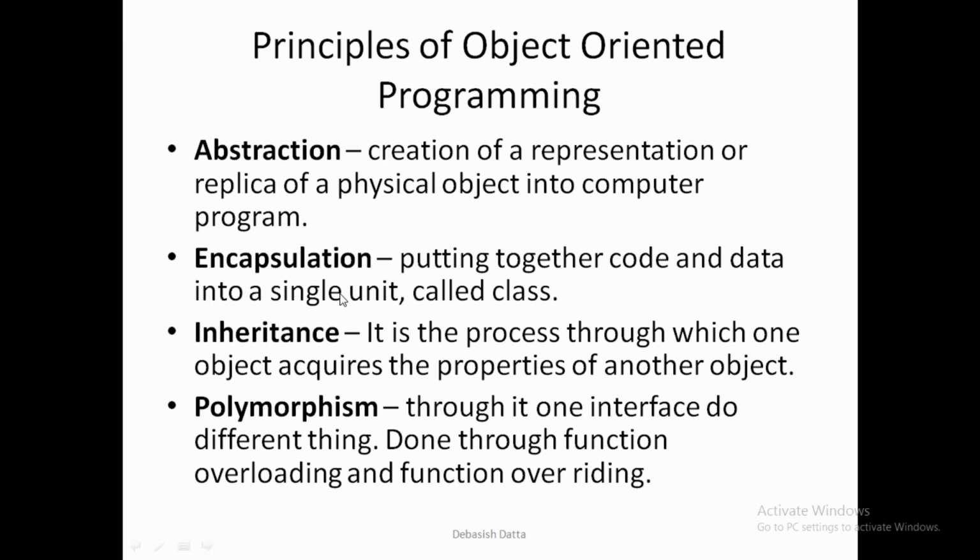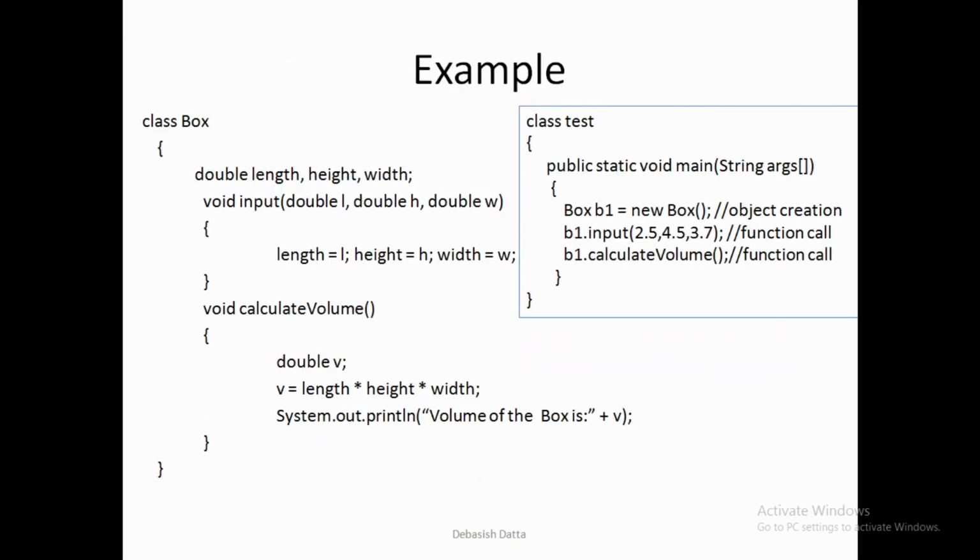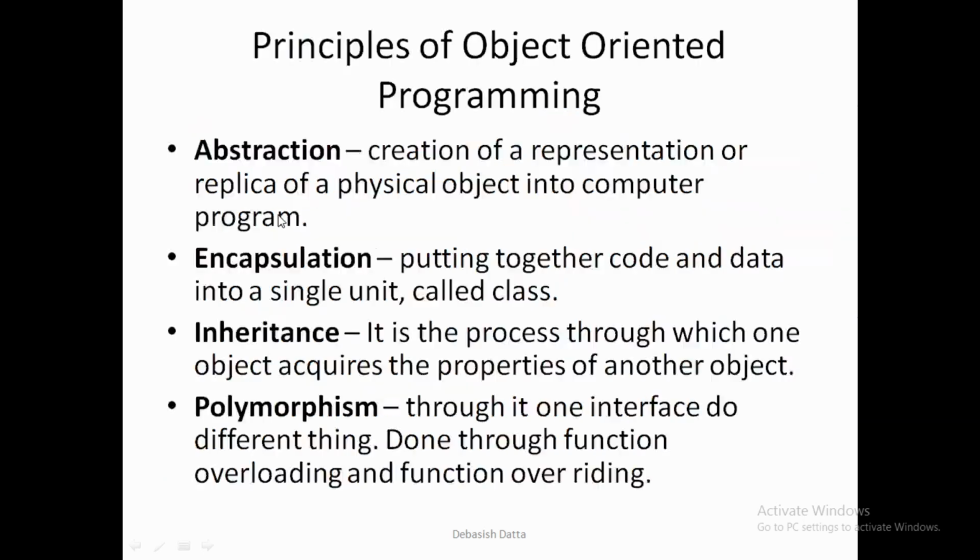Also, we have seen encapsulation. In encapsulation, both code and data are put into a single unit named class. Also, we have seen an example of it. This is the example where the Box class contains both variables and the code in terms of methods in a single unit named Box, which is a class. This is how encapsulation is achieved.